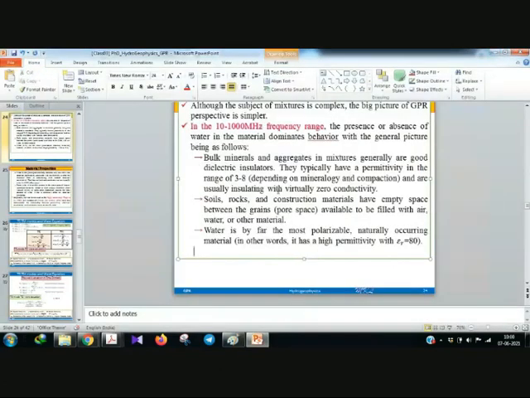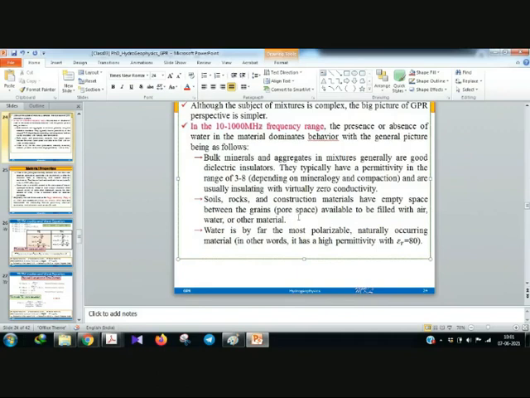So first, understand that bulk minerals and aggregates in mixtures generally are good dielectric insulators, and they typically have a permittivity in the range of 3 to 8. Soils, rocks, and construction material have empty spaces between the grains, and these can be filled with air, water, or other material. Then that dielectric constant will be there, and from that you can identify the void. So it's widely used for void identification and for utility investigation.